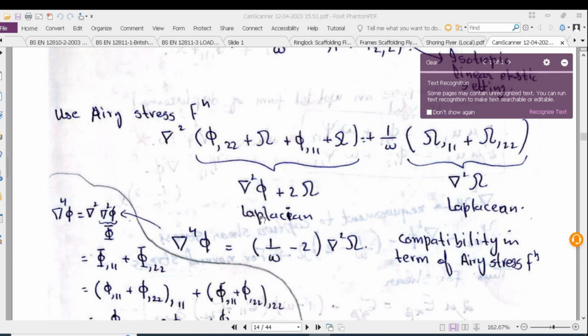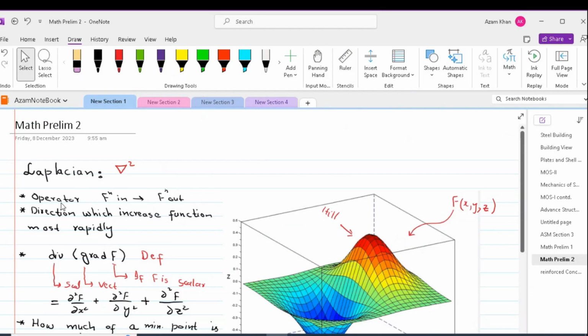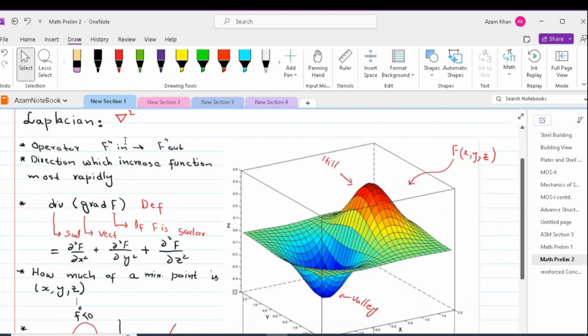In order to understand what the Laplacian is: it is an operator which is symbolized as inverted delta square. And this operator accepts a function and gives out a function. The Laplacian, which is the double derivative of a function with respect to all the coordinates, actually gives us the direction we should go to increase our function most rapidly.